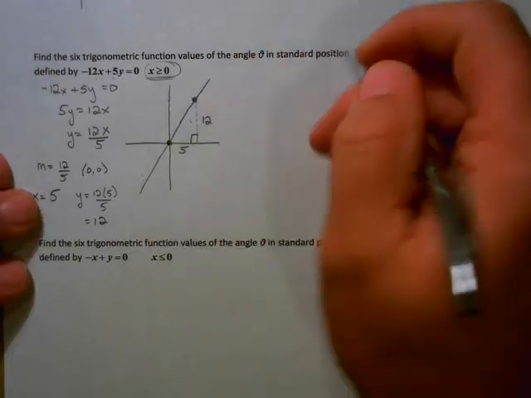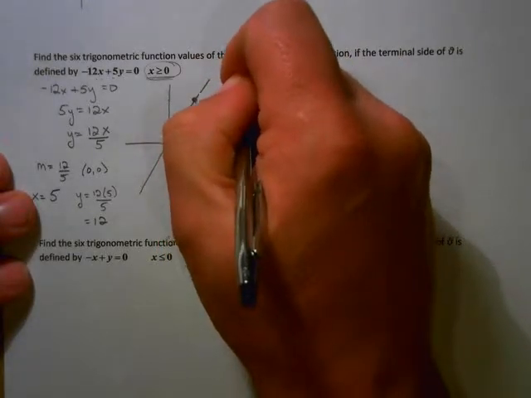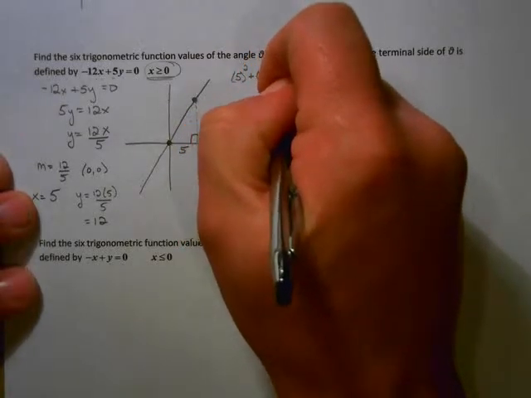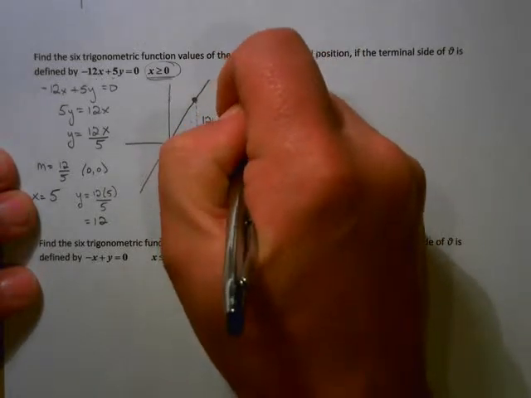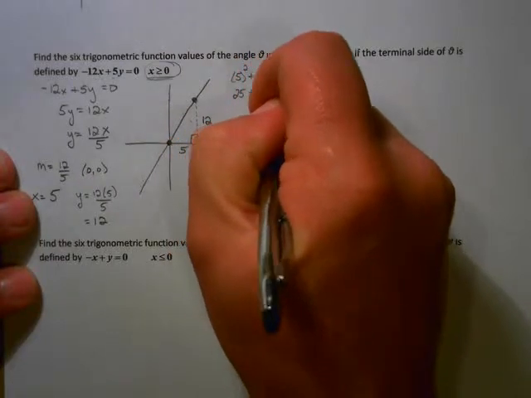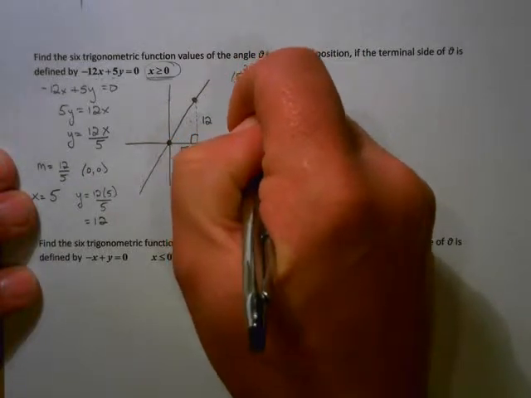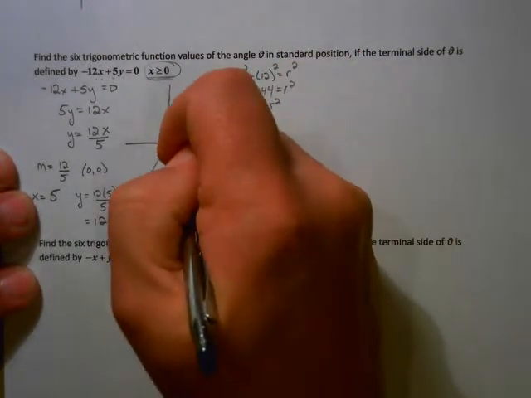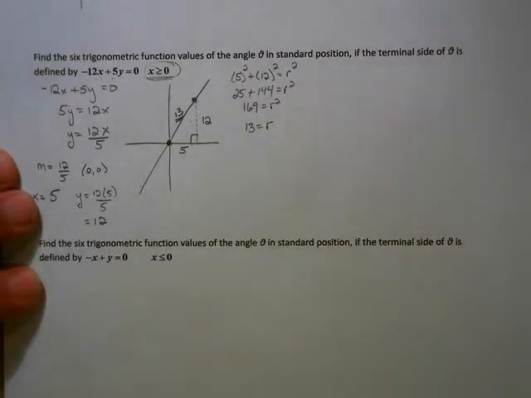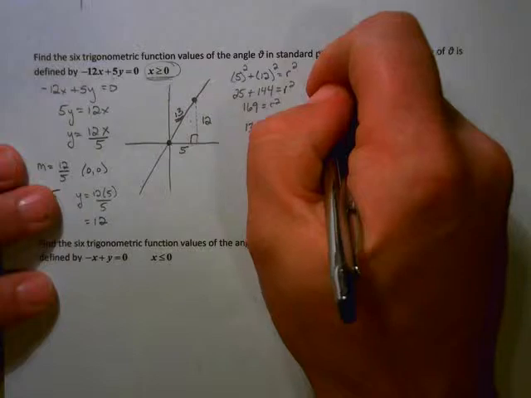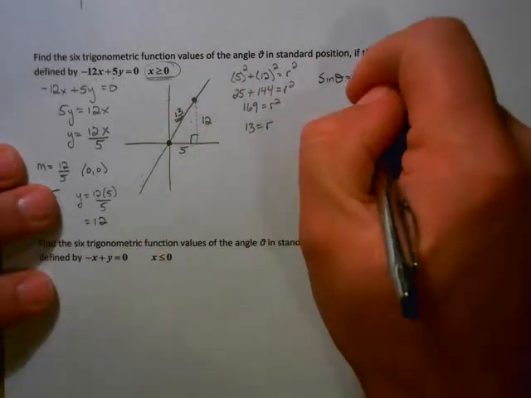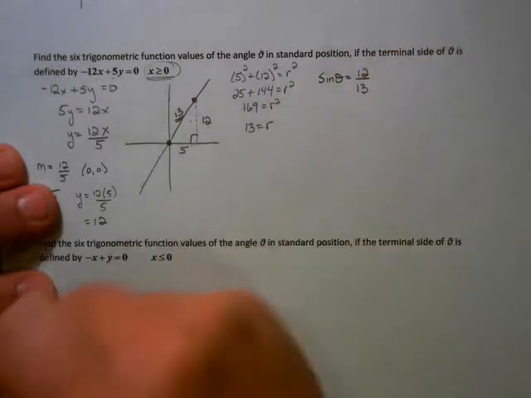Now we need r, which is going to be 5 squared plus 12 squared equals r squared. 25 plus 144 equals r squared. 169 equals r squared. 13 equals r. So this is going to be 13 is that hypotenuse. So now sine theta equals y, 12, over r, 13.